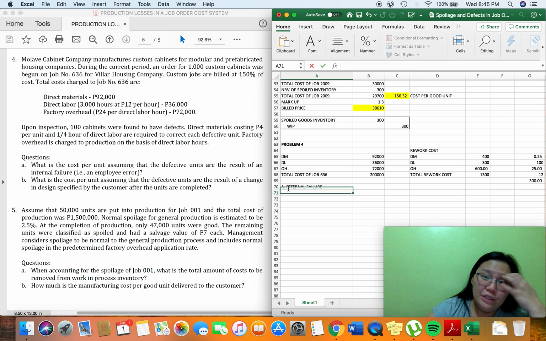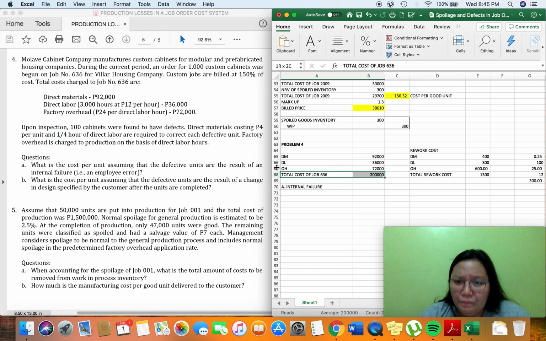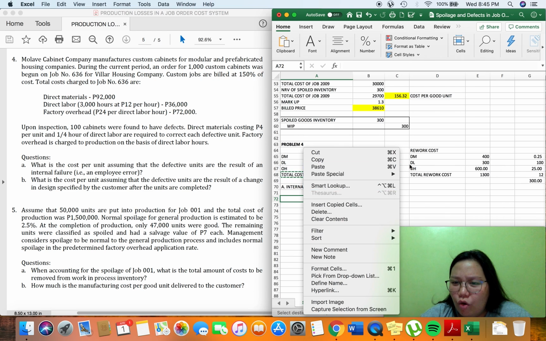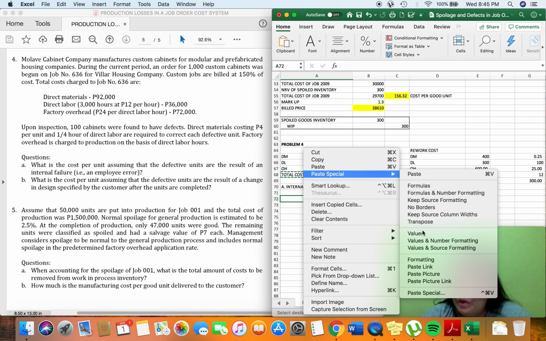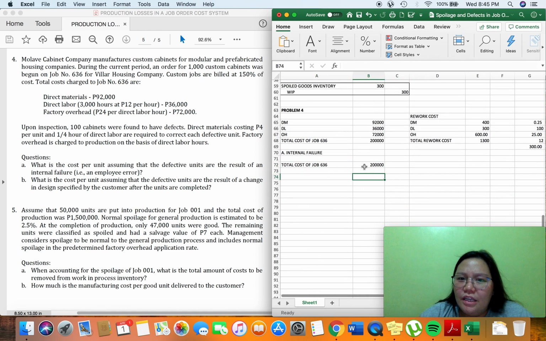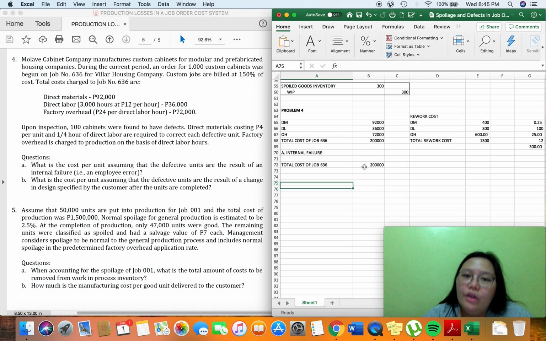So for the first scenario, internal failure tayo ulit, 'di ba? The defective units are due to the internal failure. We have to copy the total cost of job 636, and since internal failure naman siya, the specific job will not shoulder the cost of the rework. So, we'll record the cost of the rework as follows.